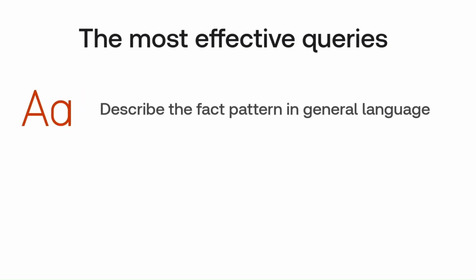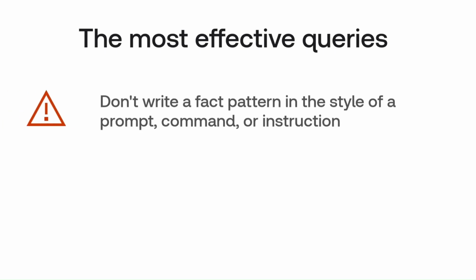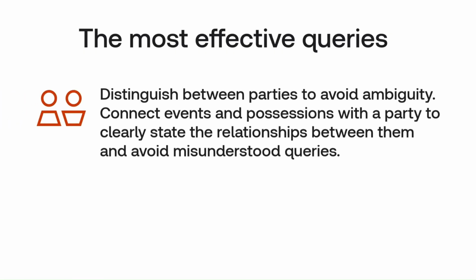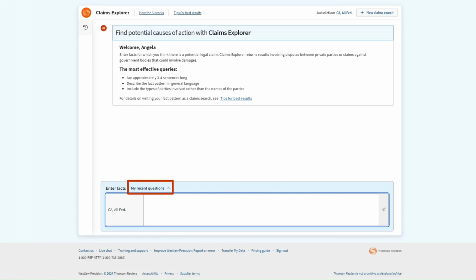2. Describe the fact pattern in general language. 3. Include the types of parties involved rather than the names of the parties. 4. Don't write a fact pattern in the style of a prompt, command, or instruction. 5. Distinguish between parties to avoid ambiguity. Connect events and possessions with a party to clearly state the relationships between them and avoid misunderstood queries. You may see a list of your recent questions by selecting the hyperlink. Select your jurisdiction in the top right corner.